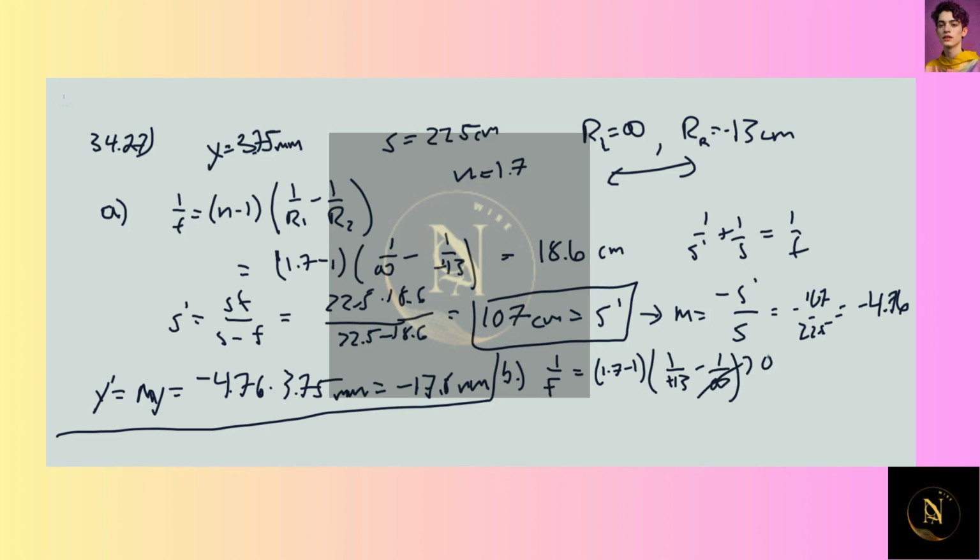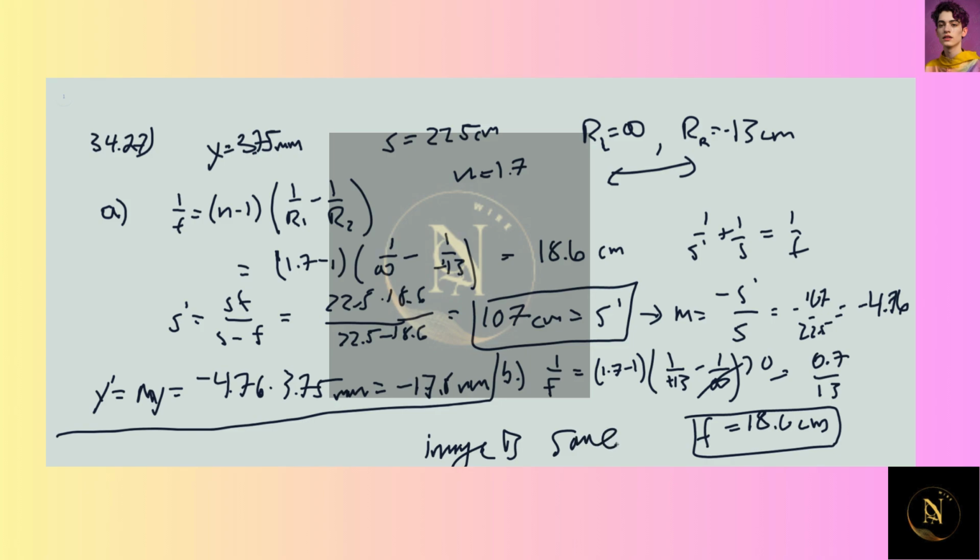But this goes to 0, and we should see that this is 0.7 over 13, which was exactly what we had before, 18.6 centimeters. Now, if the focal length is exactly the same, nothing about the image is going to be different. So that means the image is the same when we reverse the lens. That's everything.